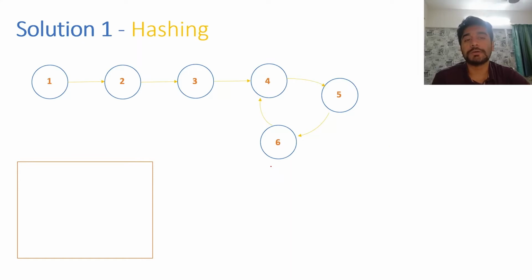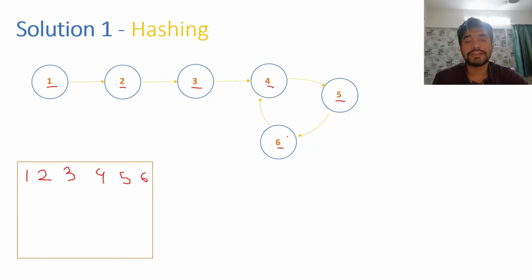Now let us apply this algorithm to a linked list which does contain a loop. As always, we start from the first node. We check whether this node exists in our hash table or not. And if not, we add it to our hash table. And we move ahead. We then check if the second node exists in our hash table or not. If not, we add it to our hash table and we move ahead. We do the same with the third node, the fourth node, the fifth node, the sixth node.